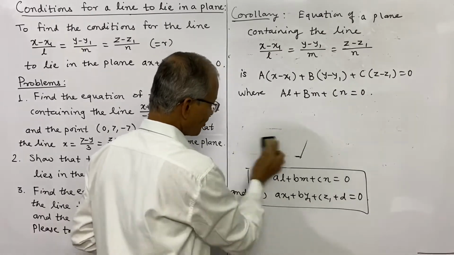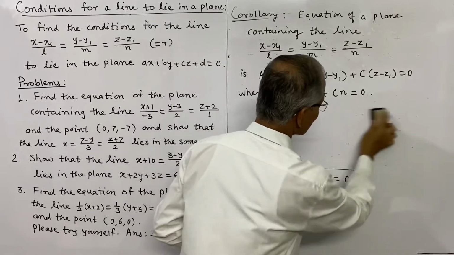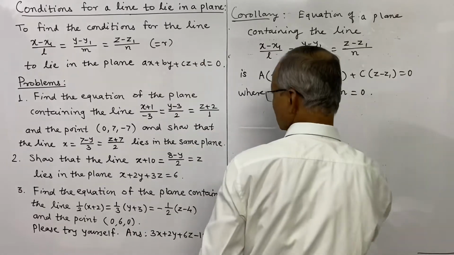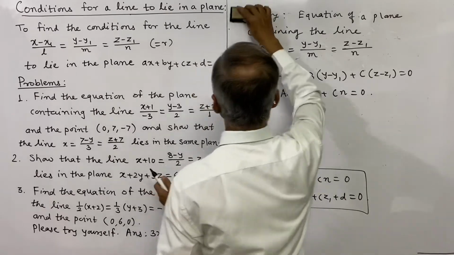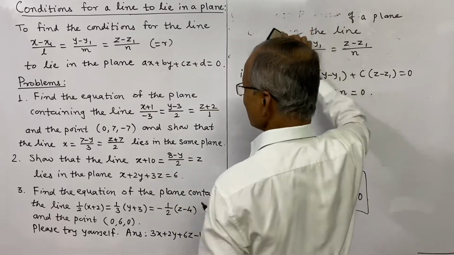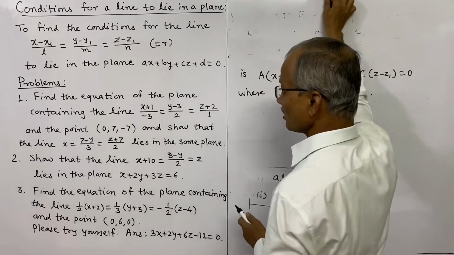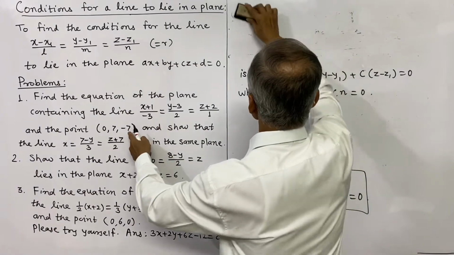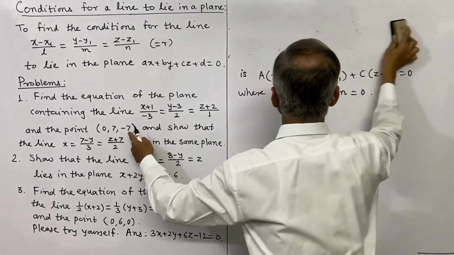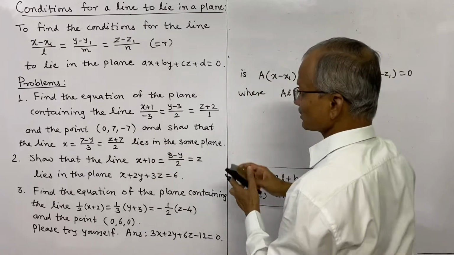Now this will be more clear when we are solving the problems. Now see, we will solve the problems. What is the first problem? Find the equation of the plane containing this line and passing through this point. Now we shall make use of this corollary we have just written. So, the solution for the first problem.